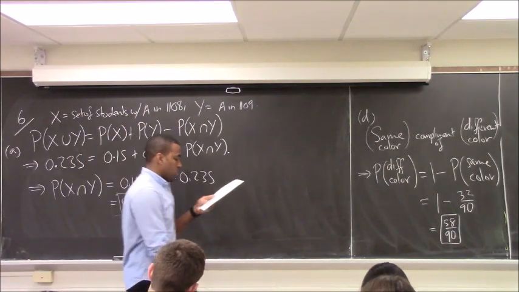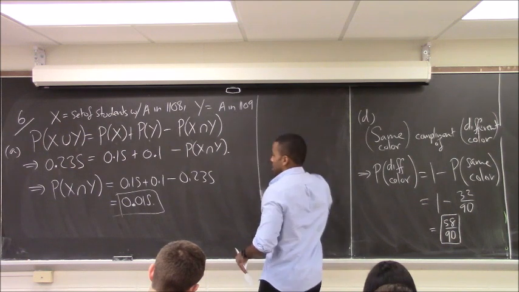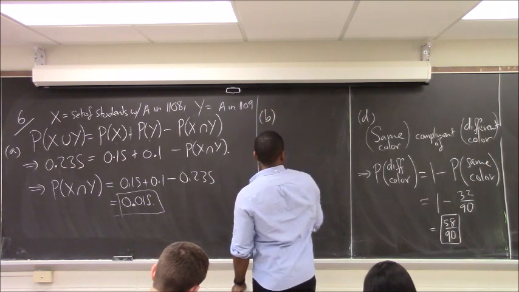What is the probability that a student that gets an A in 1108 will get an A in 1109? What are we looking for here?